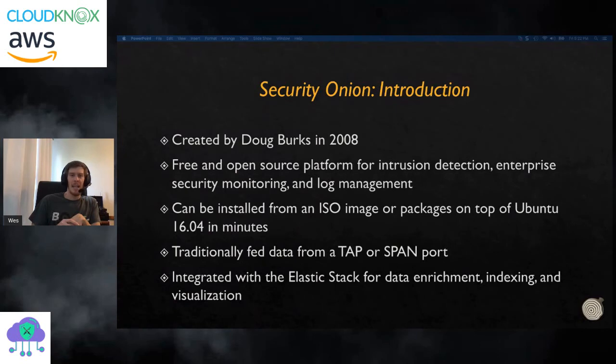Like many IDSs and network security monitoring platforms, Security Onion is traditionally fed data from a TAP or a SPAN port. We have had folks use ERSPAN, GRE tunnels, that sort of thing. Typically, it's not recommended and it's not really supported, but there are other methods of getting that traffic to it.